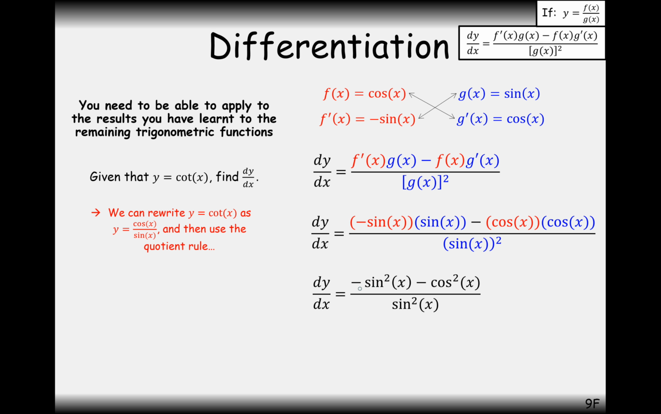In this case, the numerator can simplify to minus 1, so it's effectively just minus 1 over sine squared, which is the same as minus cosec squared. So once again, the derivative of cot is minus cosec squared. This is in the formula booklet, but you need to know how to prove it yourself.